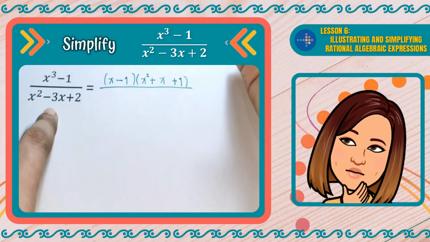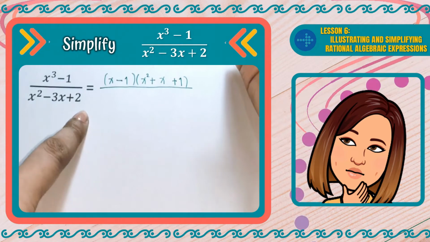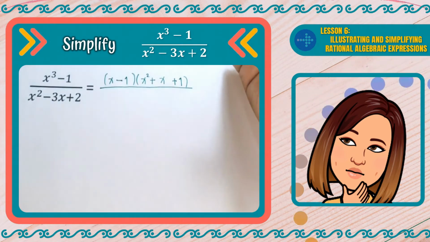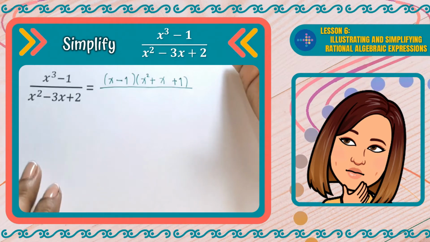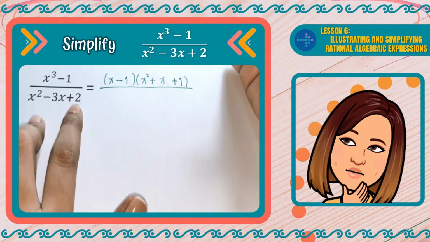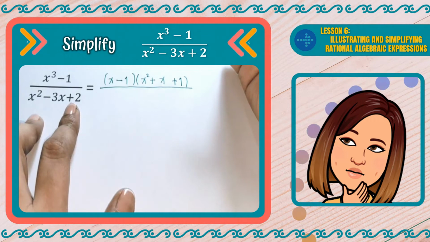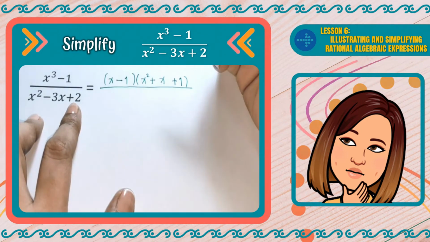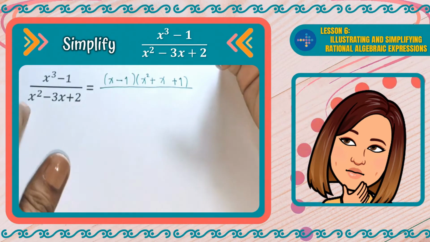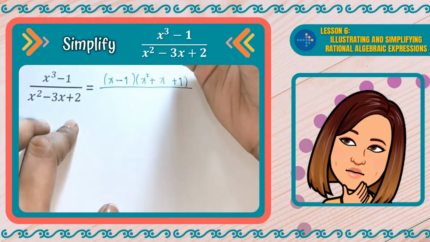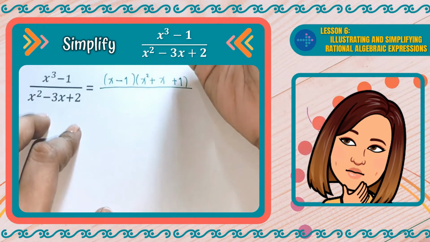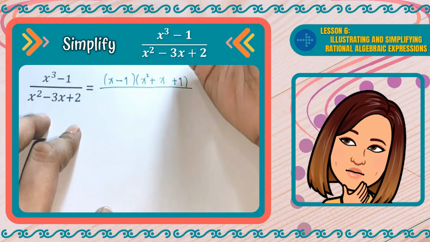While in the denominator, x squared minus 3x plus 2, this is a trinomial. So, it's either PST or GT. Since yung last term natin ay 2, na hindi naman perfect square, ito ay general trinomial where a is equal to 1. Kapag general trinomial, ang factors niya, dalawang binomial na hindi magkapareho.